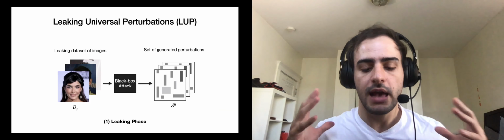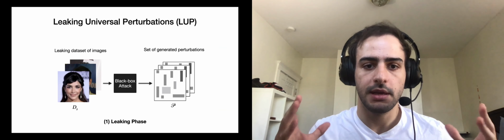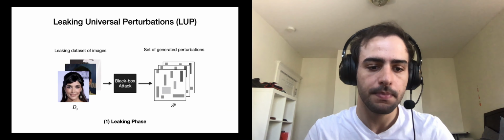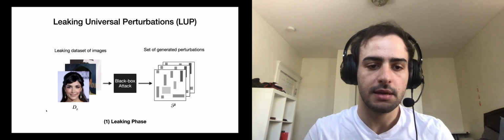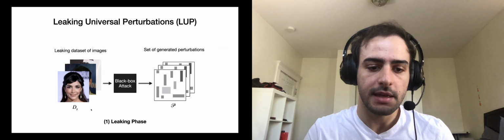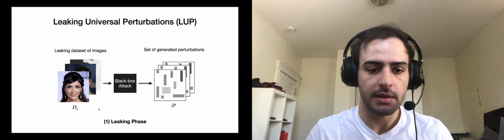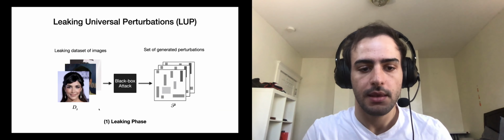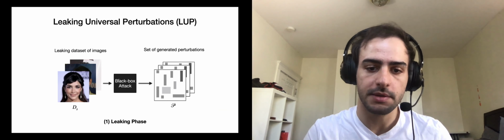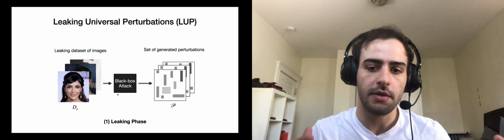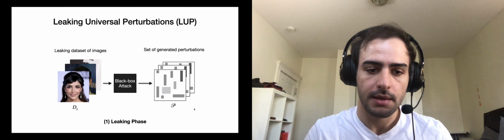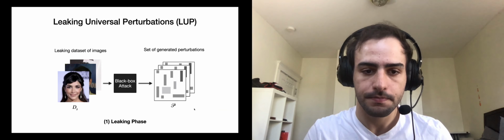Okay, so now that we have black box attacks for the image translation scenario, we're going to present our Leaking Universal Perturbations algorithm, which creates attacks that are more efficient and effective. So we have a leaking data set of images that has maybe like 50 images, not too many. We attack this data set using a black box attack. It could be the attack that we just presented or another black box attack. And we generate a set of perturbations P. This is the leaking phase of the attack.